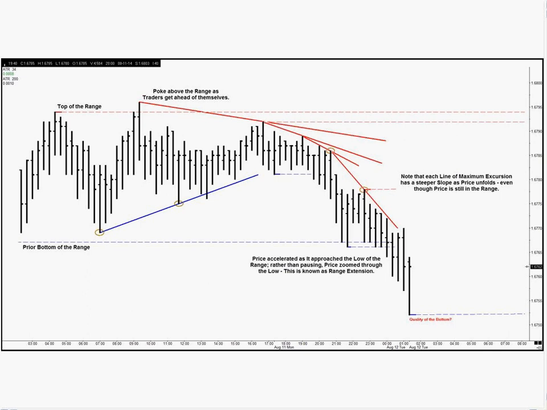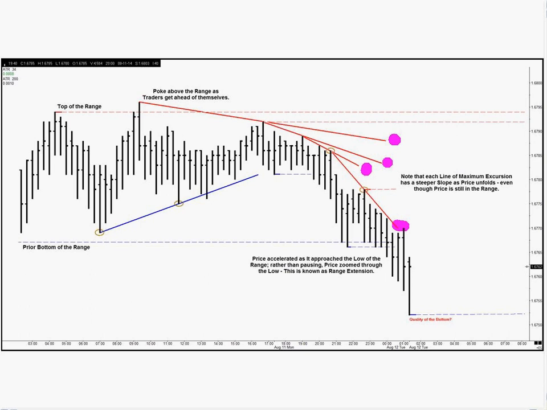No. But we knew the acceleration of these lines were increasing, meaning the speed is getting faster, faster, faster, and faster as we approach the low. Rather than pausing, price zooms through the low. This is known as, of course, range extension. We had a bit over here, but we have quite a bit more over here.